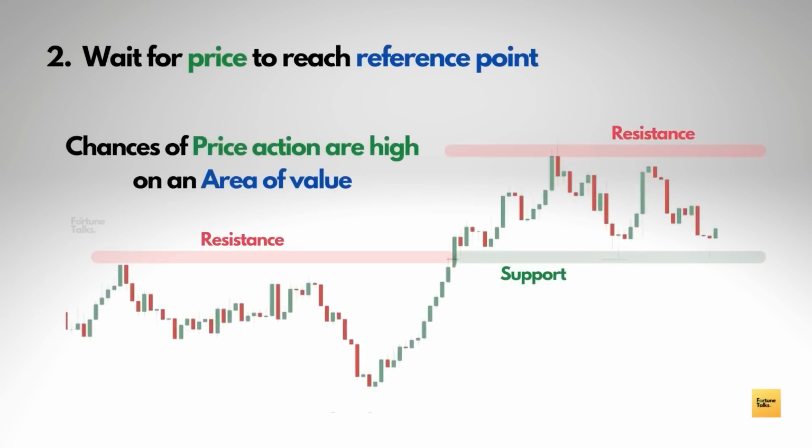Now, after you have figured out a reference point, the second point is to wait for the market to reach that particular reference point. No matter where the price is trading right now, for a price action trader to make any sort of conclusion with the prices, it has to be in an area where there is potential interest from the side of the market participants, or simply the price should be at an area of value.